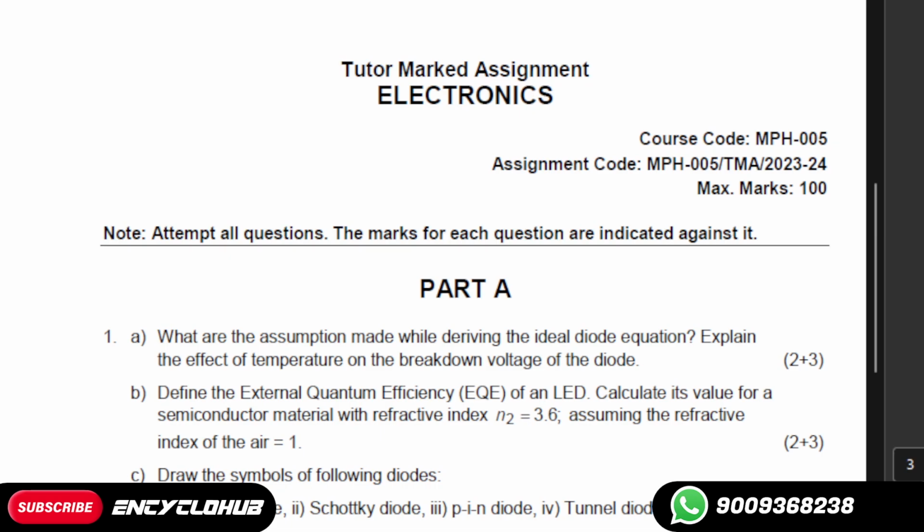Now question number 1 is, what are the assumptions made while deriving the ideal diode equation? Explain the effect of temperature on the breakdown voltage of the diode. And this one that you can see, this is the assumption for the diode equation.